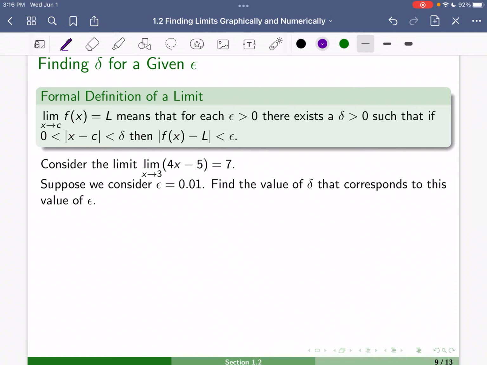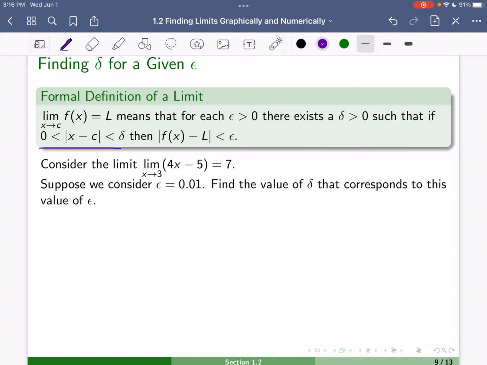In this video, we're going to look at an example where we try to find delta given epsilon. Recall our formal definition of a limit. The limit as x approaches c of f of x is equal to L. That means that for every epsilon greater than 0, there is a delta greater than 0, such that if 0 is less than the absolute value of x minus c is less than delta, then the absolute value of f of x minus L is less than epsilon.